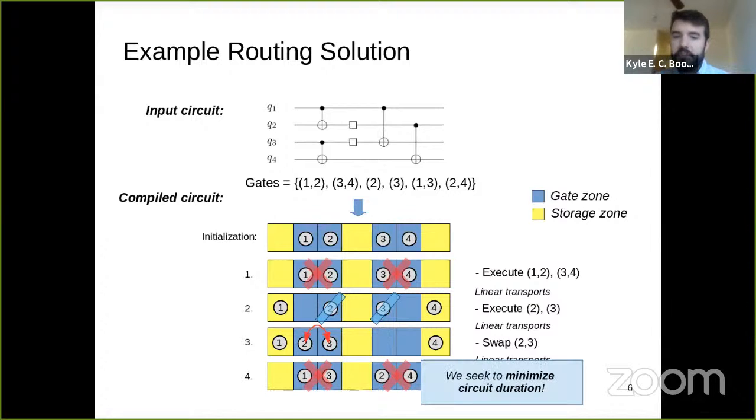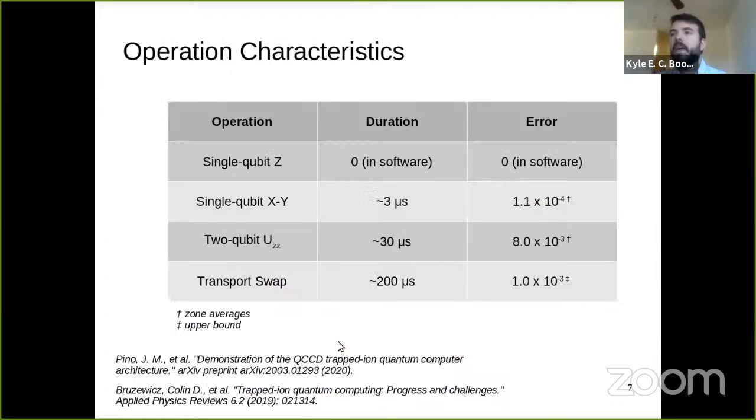In this work, specifically, we seek to minimize the duration of the circuit. So ultimately, we want to be able to route this onto the architecture such that the compiled circuit takes as little time as possible. In order to minimize circuit duration, we need estimates of native gate durations. And then what we do is aggregate the native gate durations into worst case durations for arbitrary 1 and 2 qubit gates. And so this table here is illustrating the various operations available to us, as well as their duration and error.